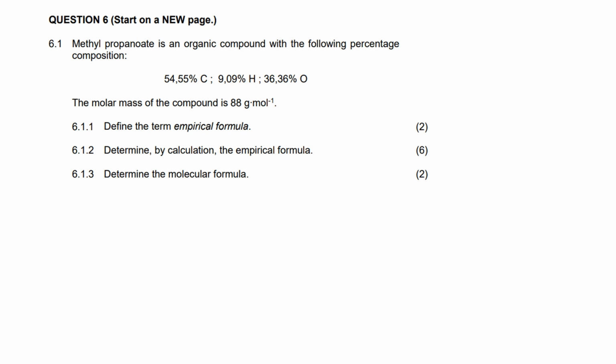So given methyl propanoate, which is an ester, you guys know about esters in grade 12 when you do organic chemistry. We're given its percentage composition. We have been told that it has got 54.55% of carbon, 9.09% of hydrogen, and 36.36% of oxygen. The molar mass of the compound is given as 88 grams per mole. That will be very important later on.